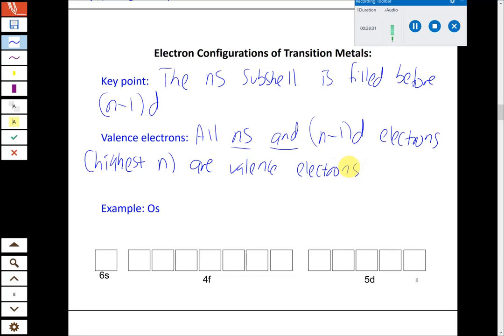So all transition metals basically have 2 valence electrons from the S plus however many D electrons they have in their valence configuration. So if we do an example of an electron configuration with OS, osmium, this one's about as complicated as they get for the types of elements we'll ask you about. This is pretty far down in the periodic table.